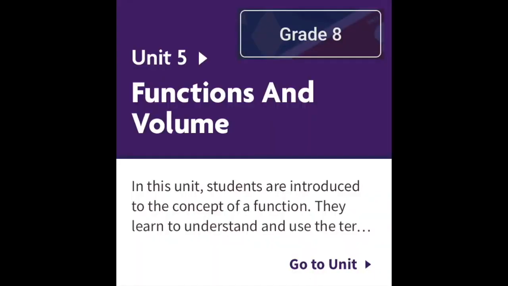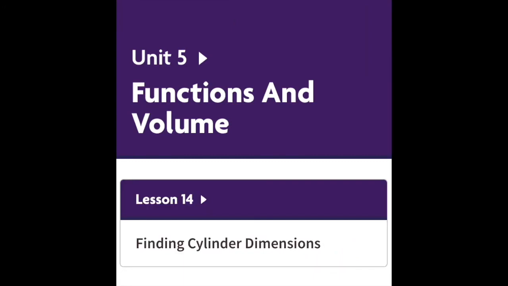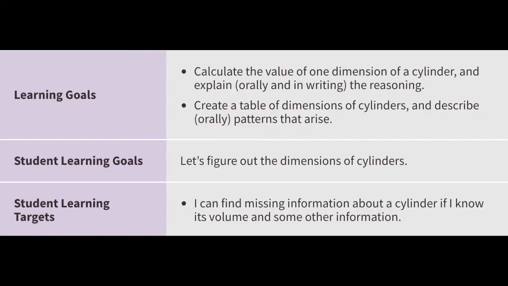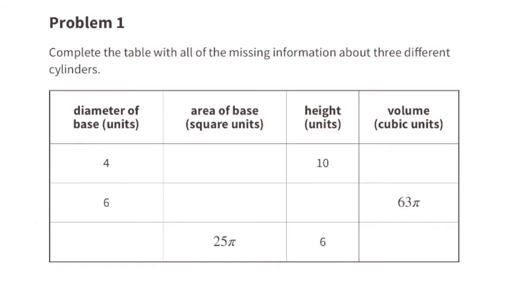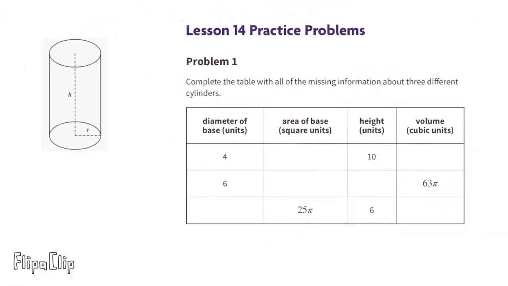8th grade, Unit 5, Lesson 14, Finding Cylinder Dimensions. Problem number 1. Complete the table with all the missing information about 3 different cylinders. Let's look at the base of the cylinder first.